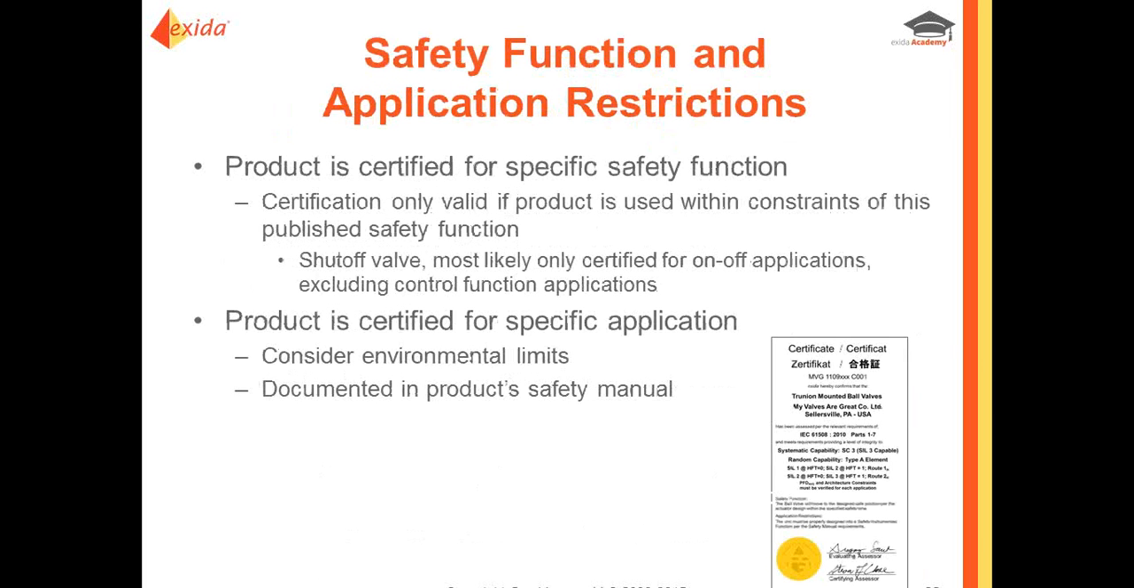The next portion is the safety function and the application restrictions. So the product is certified for a specific safety function. The certification is only valid if the product is used within the constraints of the published safety function. For example, a shutoff valve is most likely certified for on-off applications, so it would exclude control function applications. The product is also certified for a specific application. You need to consider the environmental limits and a lot of other things which will be documented in the product safety manual.